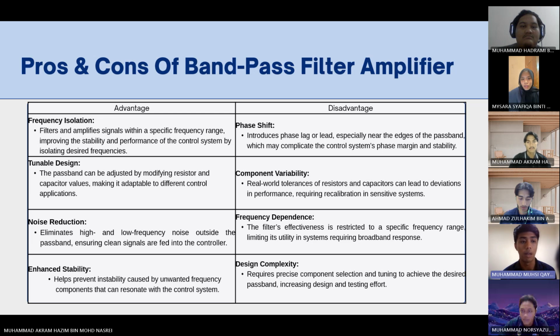I would like to talk about the pros and cons of the band pass filter amplifier. We have advantages and disadvantages. We go for the advantages first. We have frequency isolation: it filters and amplifies signal within a specific frequency range, improving the stability and performance of the control system by isolating the desired frequency.